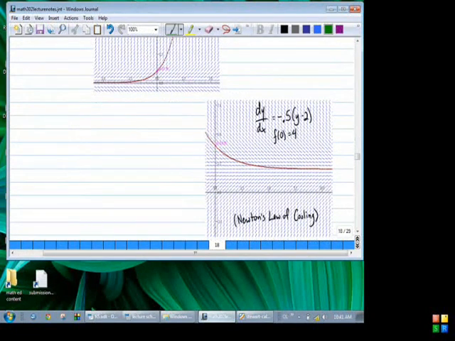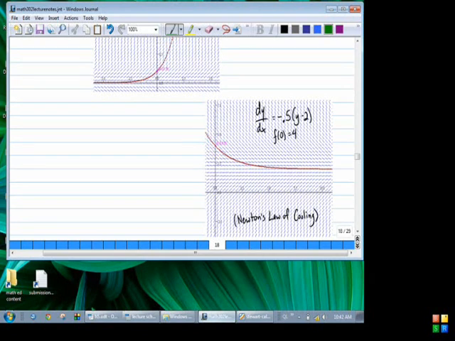And here I put another very unusual differential equation. dy dx equals negative 0.5 times y minus 2. Doesn't seem like an expression we should be thinking about. However, two things. First of all, it turns out that differential equations in this form are a very special kind of differential equation. They're called Newton's law of cooling.